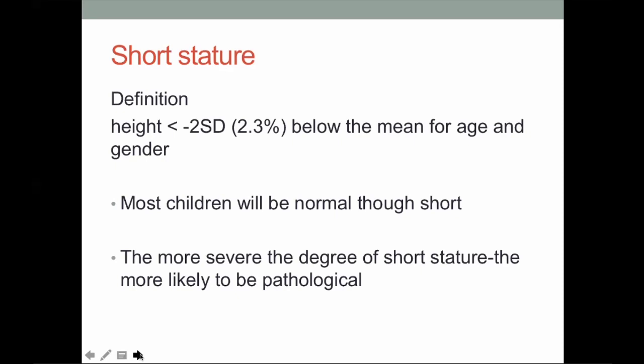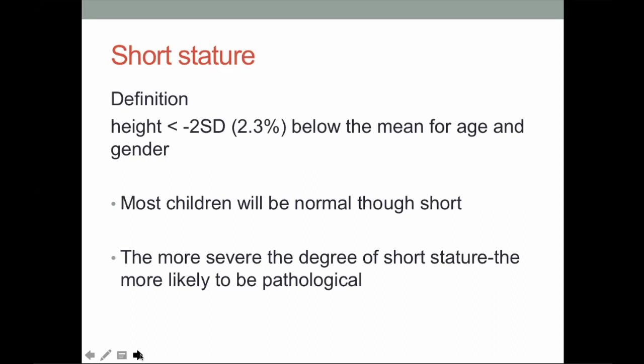So by this, you will understand that children can be short due to a pathological cause or a non-pathological cause. And the majority of children, about 90%, will be healthy and they will have a non-pathological cause for short stature. But if you are very short, then we start thinking whether there could be another cause.